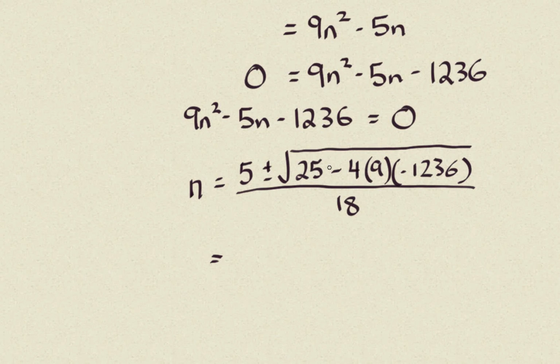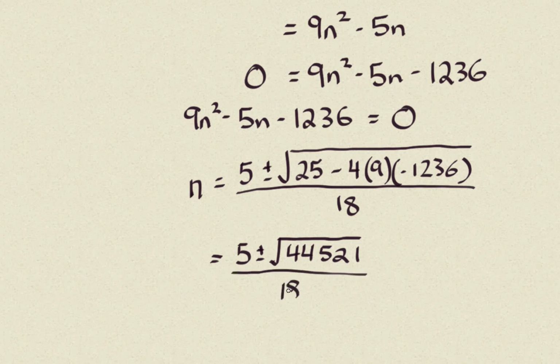Okay, now inside the brackets, when we work this out with a calculator, we get the square root of 44,521, and that's actually a perfect square number, which is very nice. So the square root of that is 211. So we get nice integer values.